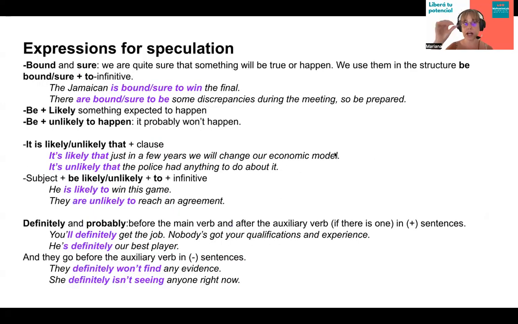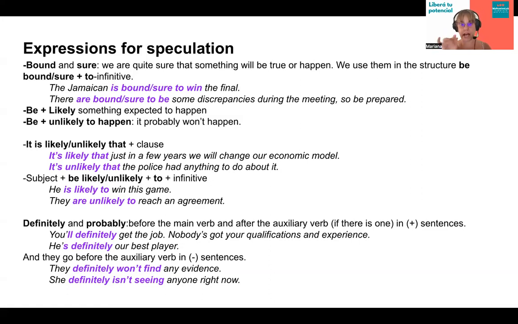And then bear in mind that there are expressions for speculation that you can also use. They refer to the same thing. The phrases are be bound to or be sure to. They go with the verb to be. Do not forget, same as be likely or unlikely to happen. You can use the structure also with that. It's likely that just in a few years we will change. It's unlikely that... He is likely to win. They are unlikely to reach an agreement. So these are structures that have to be used in this way.